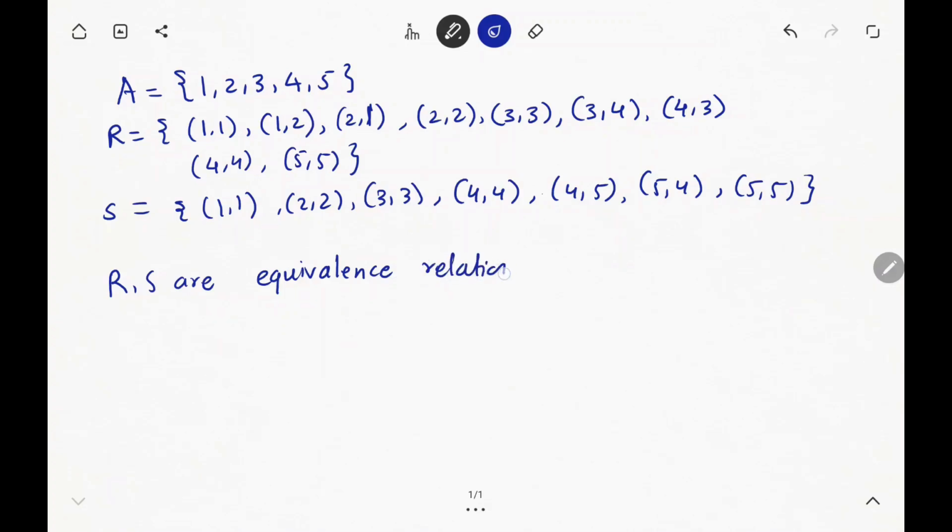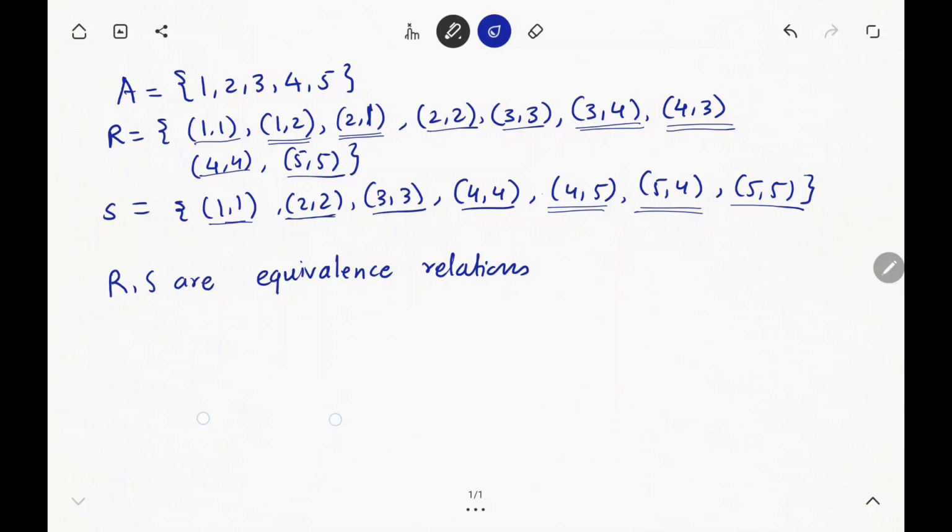We can verify that. R contains all the reflexive pairs (1,1), (2,2), (3,3), (4,4), (5,5). R contains all the symmetric pairs. Because (1,2) is there, its symmetric pair (2,1) is there. (3,4) is there, its symmetric pair (4,3) is also there. S contains again all the reflexive pairs (1,1), (2,2), (3,3), (4,4), (5,5). And it contains (4,5) and its symmetric pair, that is (5,4).